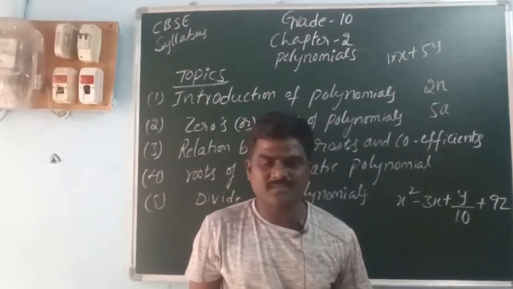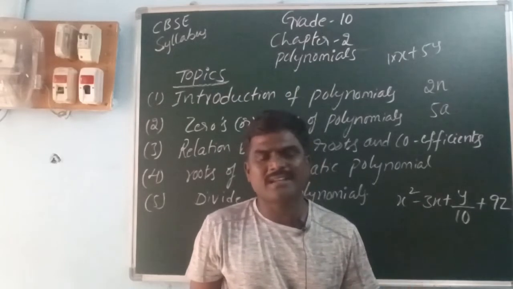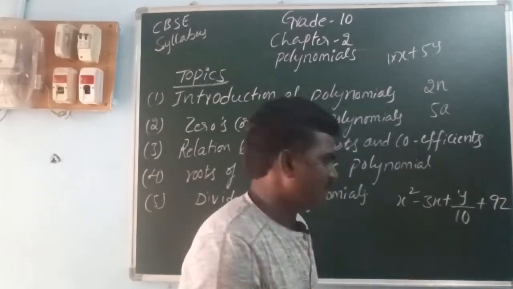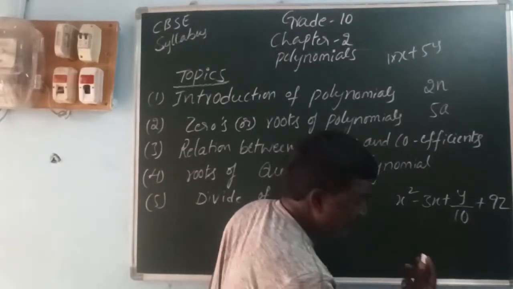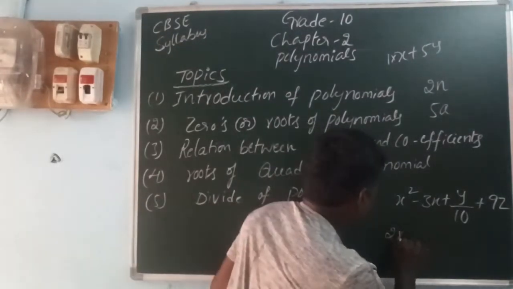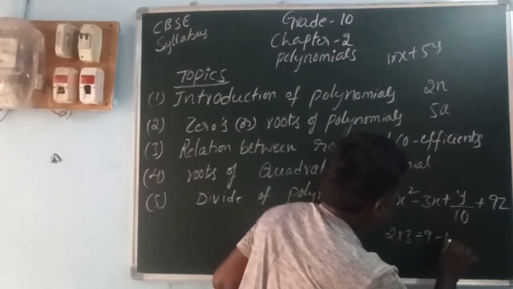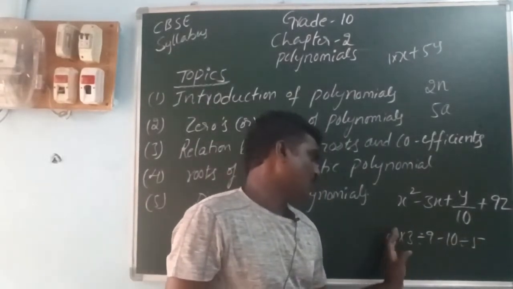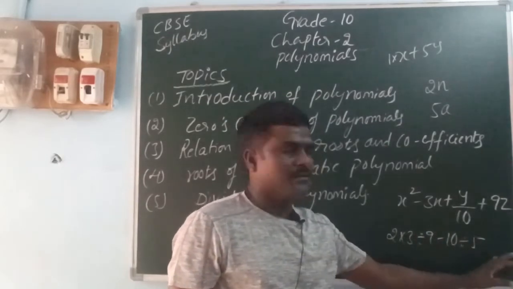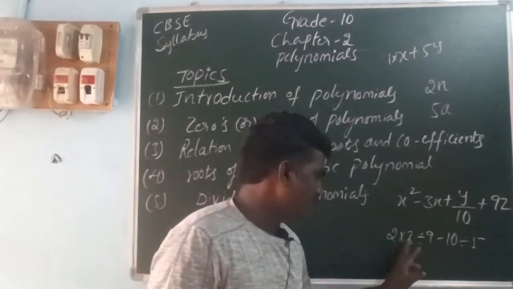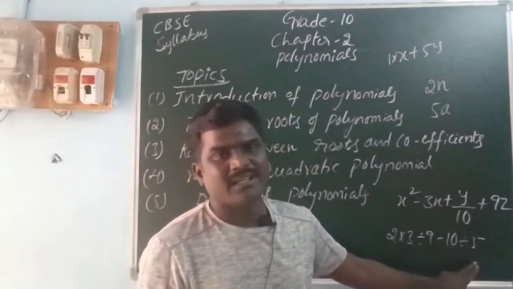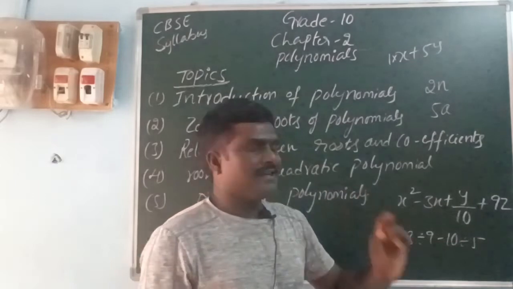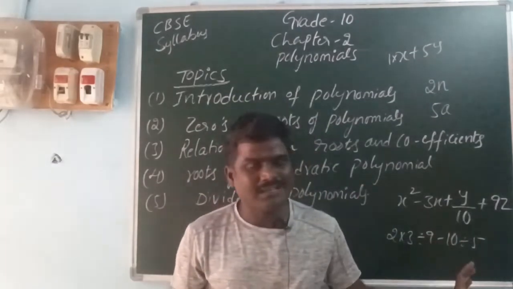Numerical expression means there are only digits or numbers with the combination of binary operations. For example, you take this numerical expression: 2 into 3 divided by 9 minus 10 divided by 5. Here the numbers are 2, 3, 9, 10, 5. The binary operations are into, divide, minus, divide. So this is called a numerical expression.